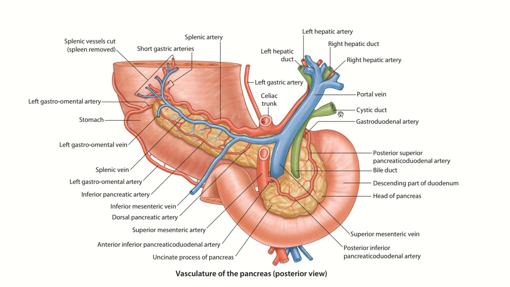The gastroduodenal artery, this one, also gives what you call the superior pancreaticoduodenal artery. The superior pancreaticoduodenal artery is going to give two branches, an anterior and a posterior. Since we are looking at the posterior view, this right here is the posterior pancreaticoduodenal artery. The posterior pancreaticoduodenal artery is going to anastomose with the inferior posterior pancreaticoduodenal artery, which is the first branch of the superior mesenteric artery.